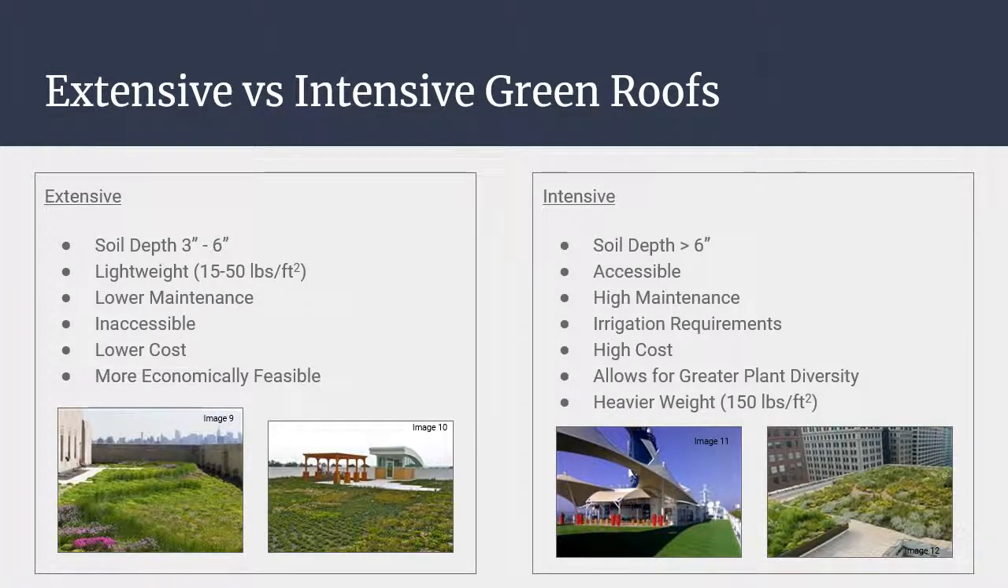They require greater levels of maintenance compared to the extensive systems, largely due to the wide range of plant diversity. Along with this, intensive green roofs will also depend on supplemental irrigation to support the longevity of the planted material. Although more costly, the environmental benefits of intensive green roofs are greater than extensive, specifically the improvements in biodiversity and air quality.